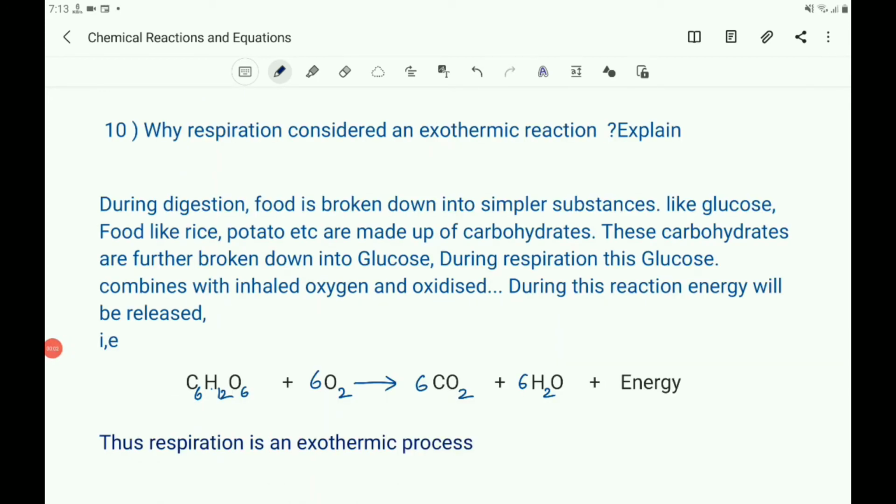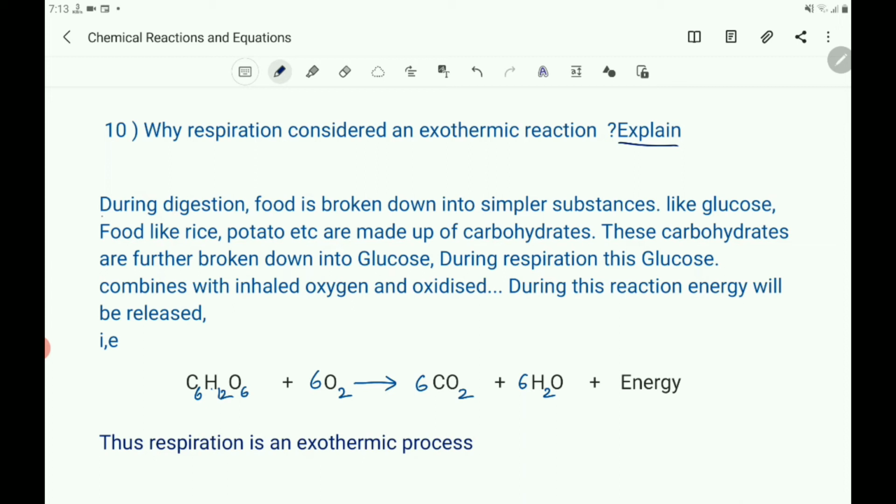The next question, 10th question. Why is respiration considered an exothermic reaction? Explain. It is already discussed that respiration is an exothermic reaction and photosynthesis is an endothermic reaction. In respiration, what happens? Here energy will be liberated.